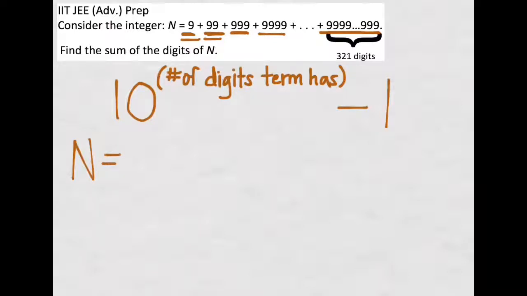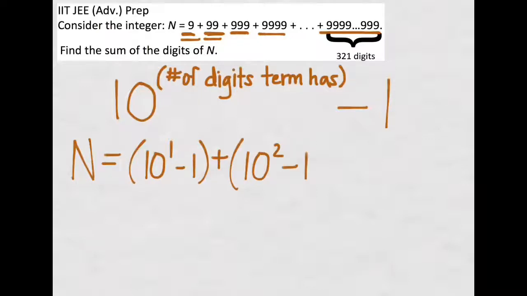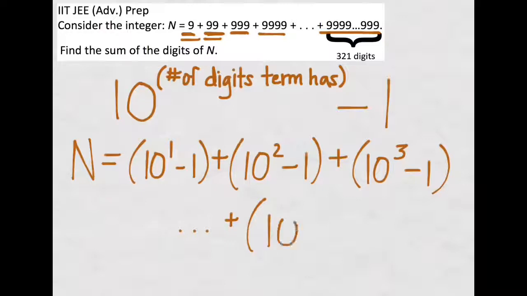Instead of 9, I'm going to write 10 to the power of 1 minus 1. Instead of 99, I'm going to write 10 squared minus 1. Instead of 999, I'm going to write 10 cubed minus 1. So on, so forth, where the last term is 10 to the 321, since it has 321 digits, minus 1.